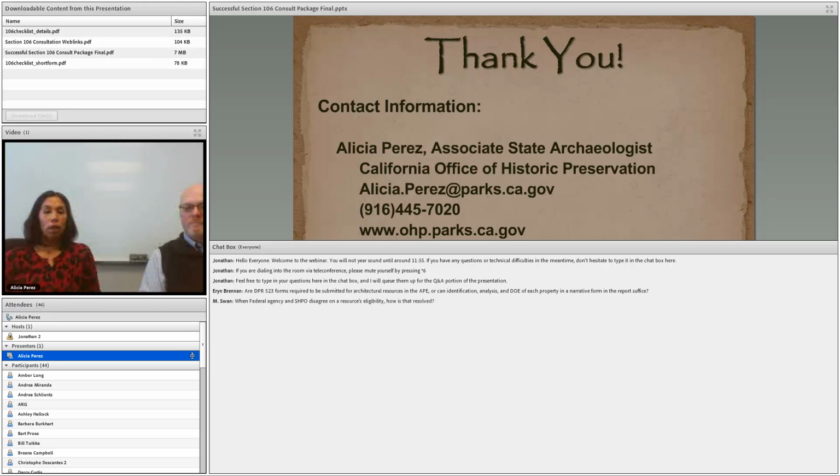Sometimes it can be resolved just through continued consultation. So perhaps just inadequate documentation was submitted to our office. If it can't be resolved through the SHPO and the agency, then the council can be invited to participate in the consultation. If we're talking about eligibility for listing in the National Register, if there's an impasse, a disagreement between the agency and the SHPO, then the keeper of the National Register can also be invited to weigh in and resolve the dispute.